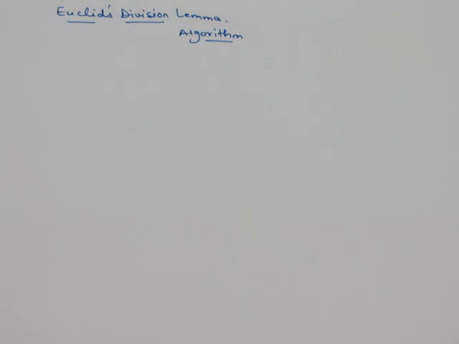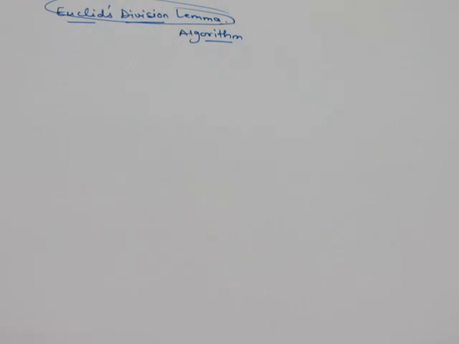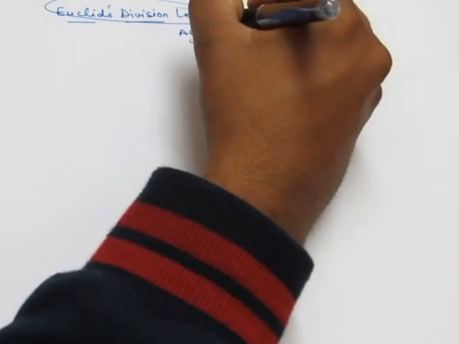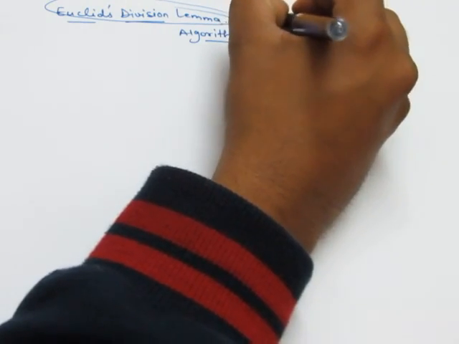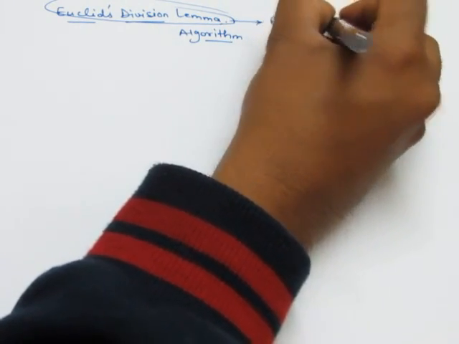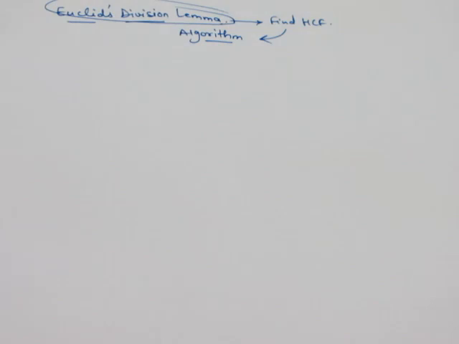So what is an algorithm? When I repeatedly use a single operation to solve anything, that becomes an algorithm. So here we repeatedly use this Euclid division lemma to do what? To find highest common factor of two numbers, and that becomes an algorithm that we call Euclid division algorithm.